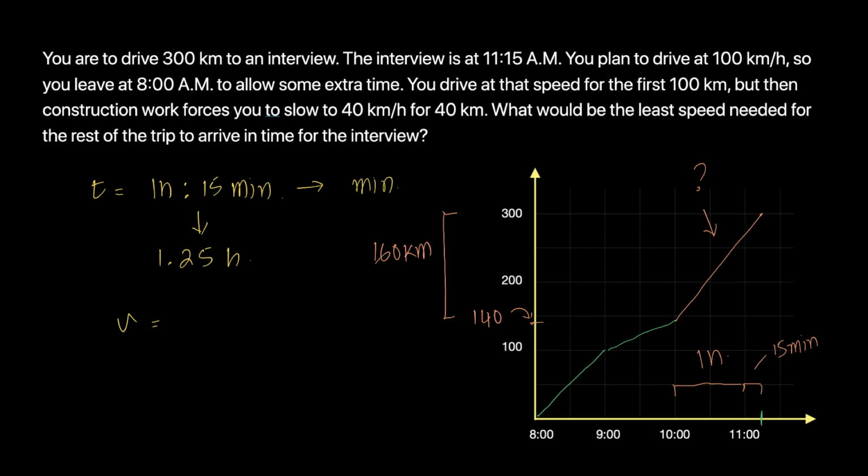divided by time. I don't even need to say velocity. The distance is what I need to travel, 160 kilometers, and I have 1.25 hours. What is the speed? I have to put my pedal to the metal and cruise at 128 kilometers per hour to reach the destination barely on time, just on time.